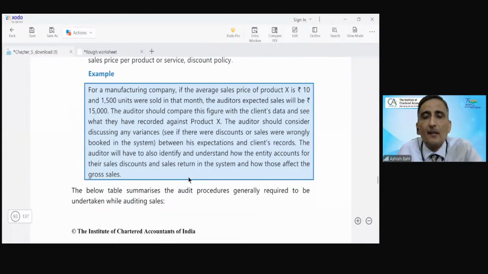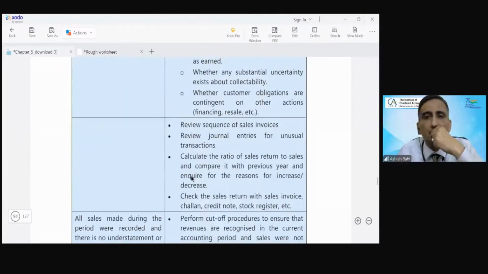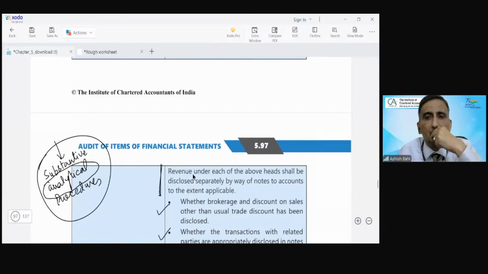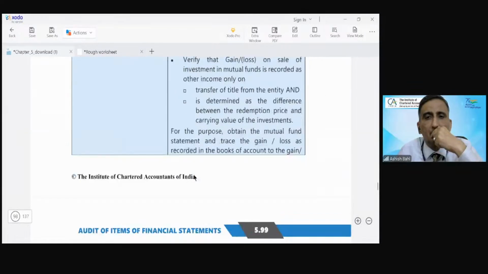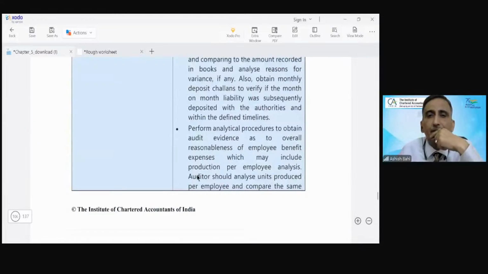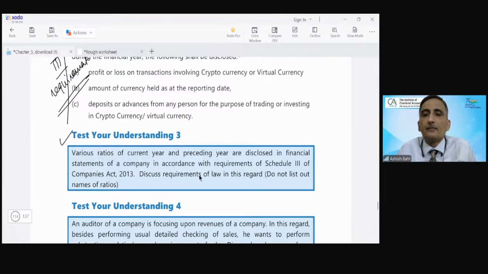So let us do some questions today itself, students. And please do not see the answers. Now see this question, Test your understanding 3. What would you write in the answer to this question? Various ratios of current and preceding year are disclosed in financial statements of a company. Yes, cash and cash equivalents, Tejaswin will take on Thursday.